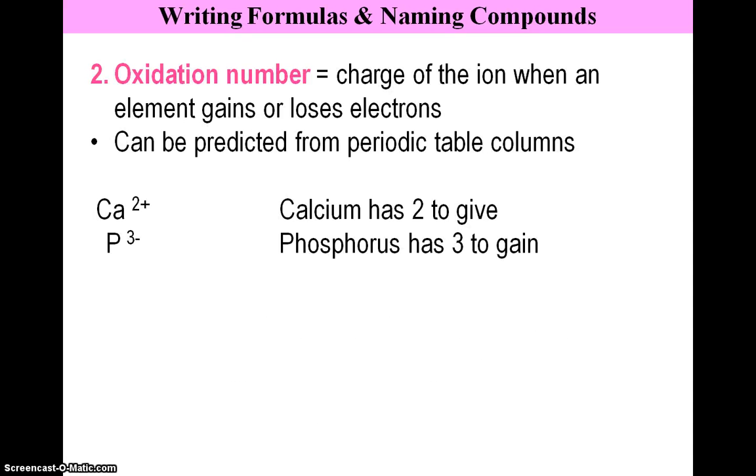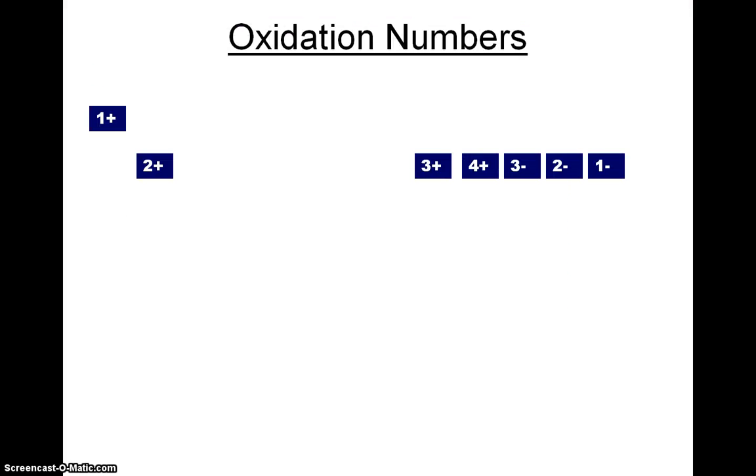Okay, so we need to look at oxidation numbers. Oxidation numbers, again, like I said, is the charge of an ion when it gains or loses electrons. And again, we can predict that from the periodic table. So metals tend to lose electrons, so they become positive. Calcium's in the second group, or the second column on the periodic table. It has 2 outer shell or valence electrons. Therefore, it's going to lose those electrons and become positive. Phosphorus is in column 5 on the periodic table. It wants to have 8, so it's going to gain 3 electrons, and so it becomes negative.